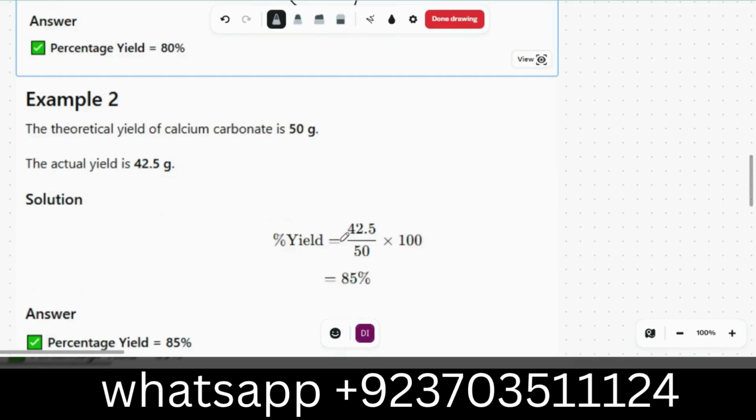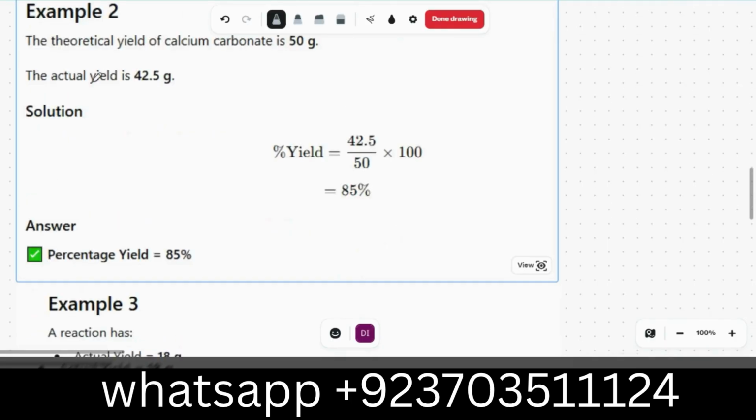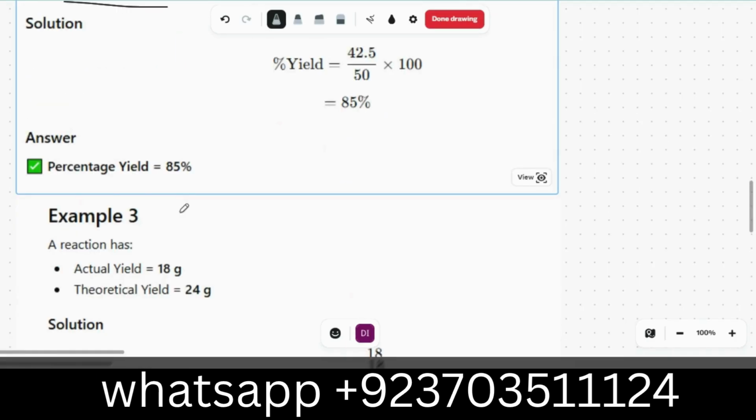Okay. Now, question number 2. The theoretical yield of calcium carbonate is 50 grams. Okay, the actual yield is 42.5. So simply, actual divided by theoretical into 100, that is 85%.